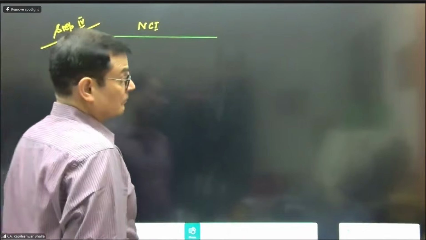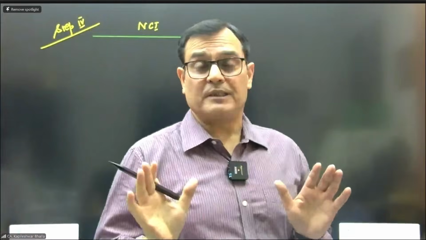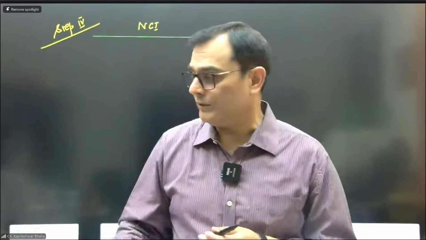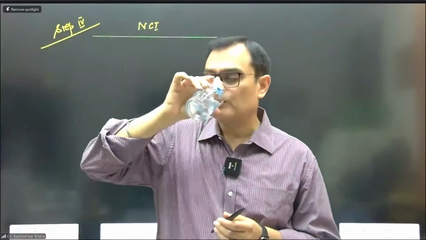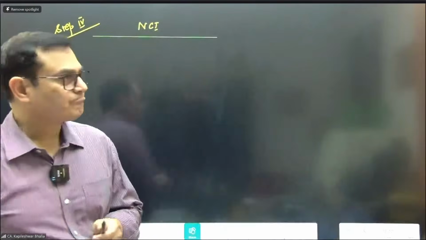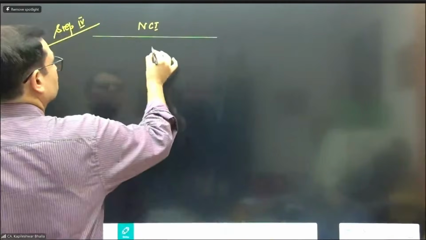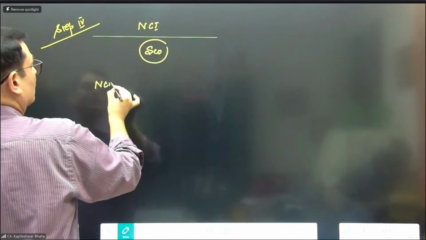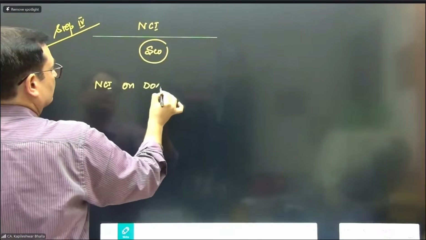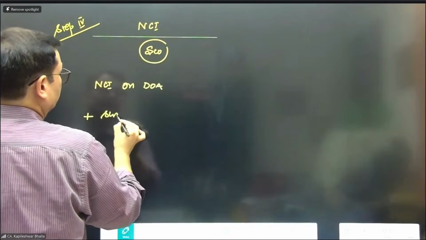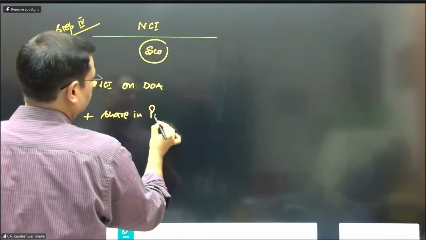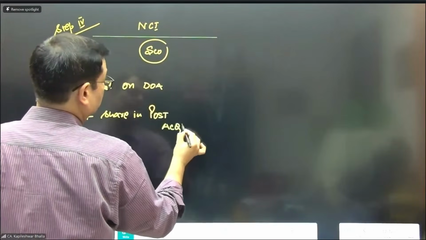In step number 4, we need to calculate the NCI. Now, NCI will be computed only for the subsidiary, not for the associate. So this will be only with reference to the subsidiary. We're going to calculate this only for the subsidiary company. So once we take the NCI, it is going to be the NCI on the date of acquisition. To this we add the share in post-acquisition profits.